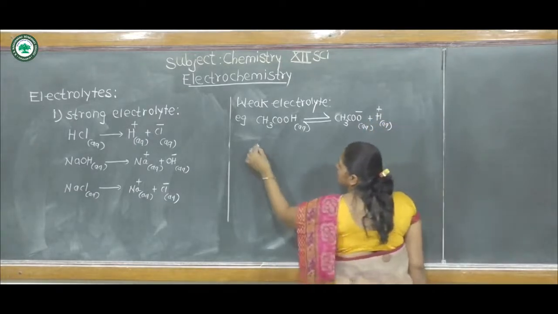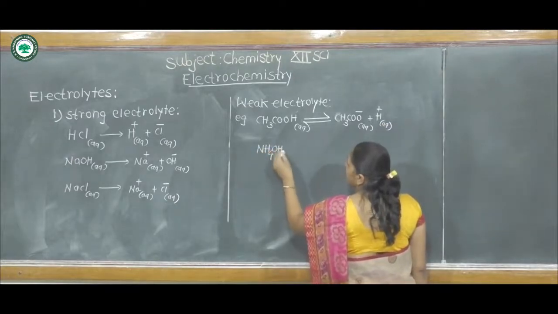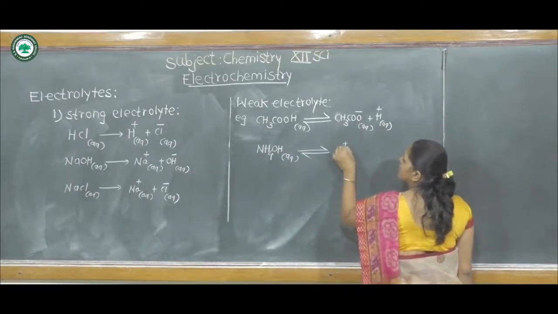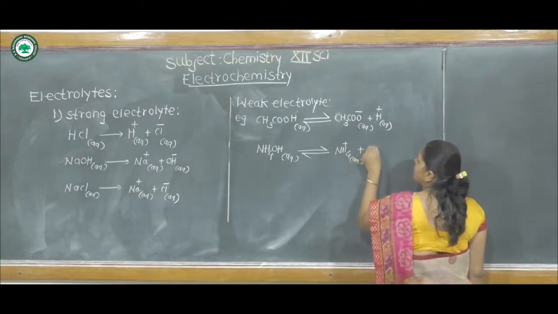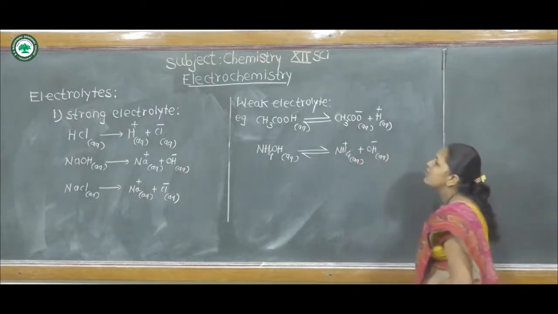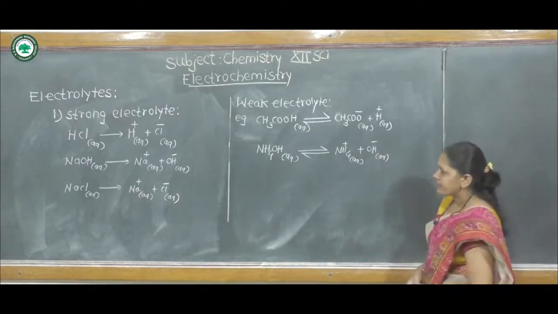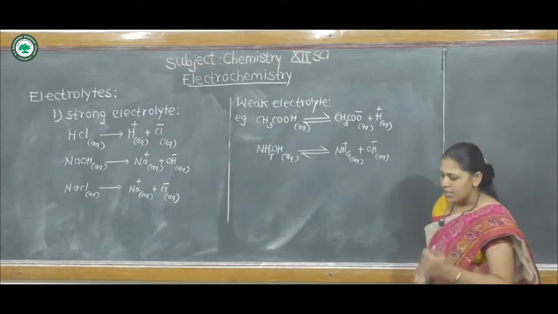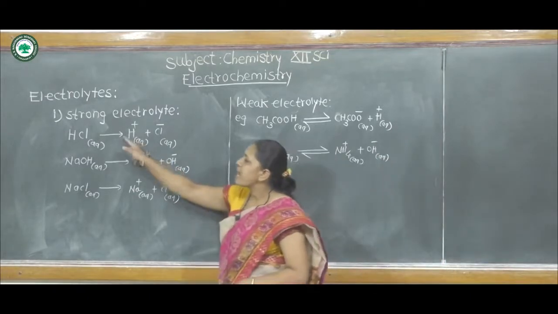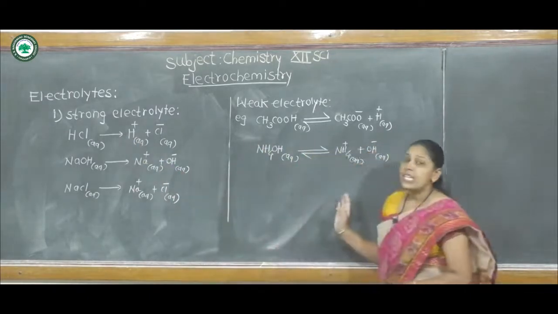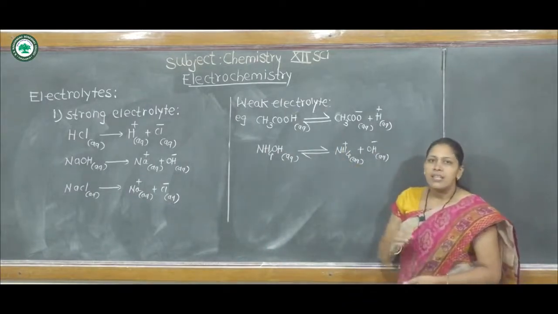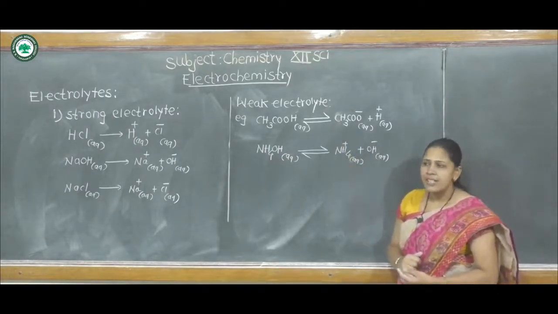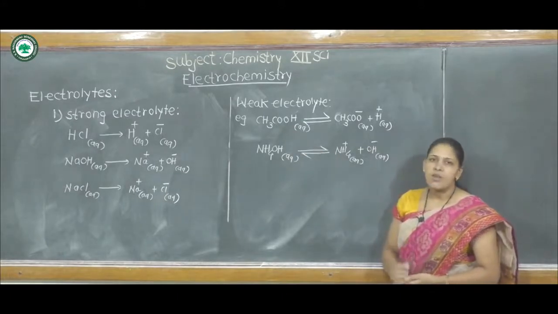Second example, NH4OH, ammonium hydroxide, is also a weak base: NH4+ plus OH-. These two examples indicate the difference between strong electrolyte and weak electrolyte. In strong electrolyte, dissociation is indicated by a single-headed arrow, and in weak electrolyte, dissociation is indicated by a double-headed arrow. It indicates that these are weak electrolytes, that means their dissociation is in very small amount.